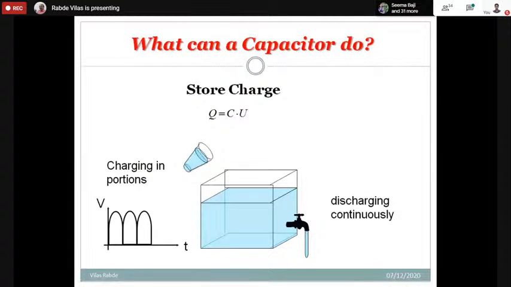So to store charge, you can see it's just a small bucket. You are trying to fill up the tank. That is a charging unit. It could be a full wave charger, half wave charger. But you keep on pouring, and the discharge you can have continuously the way you want, and you can control it, like you control the water flow with the help of a tap. You can always control the discharge with a series resistor.